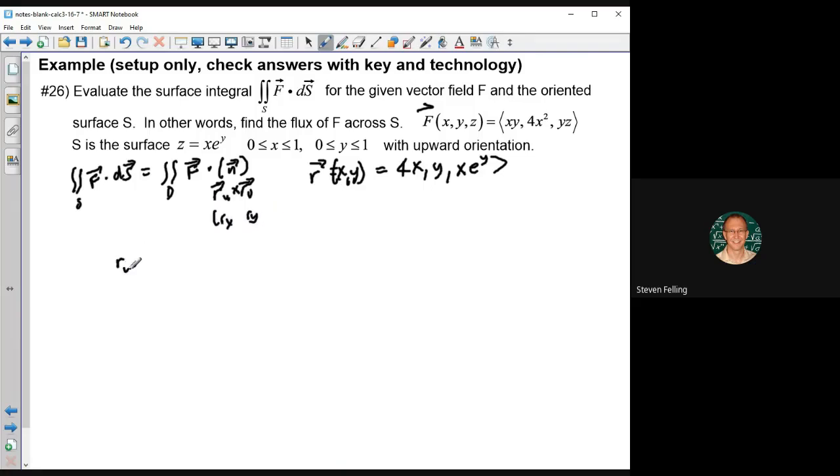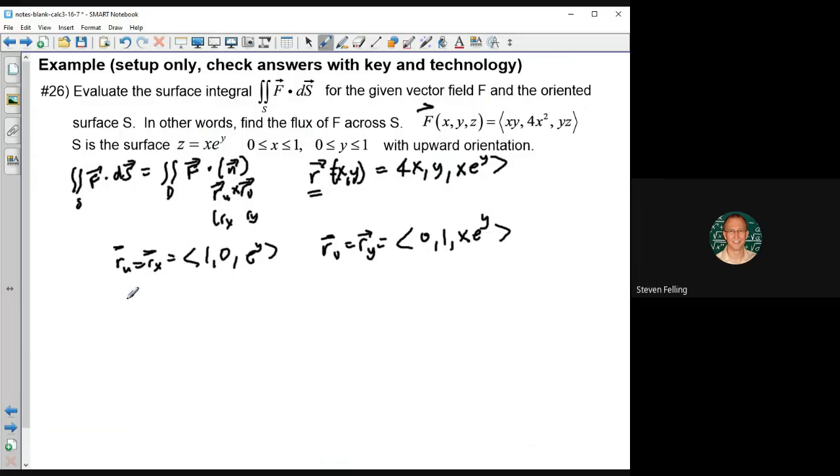So what would ru, which is rx, be? If I take the r vector and take the derivative with respect to x, it's 1, 0, and then the derivative here is 1 times e to the y. So that'd be 1, 0, e to the y. The rv, which in this case is ry, is going to be 0, taking the partial derivative here, 1, and then the x stays here as a constant, but the derivative of e to the y is just a copy, e to the y. All right, so there's my derivatives.